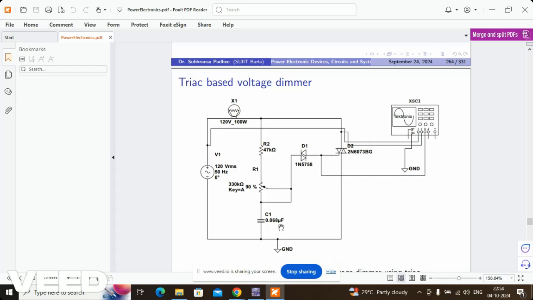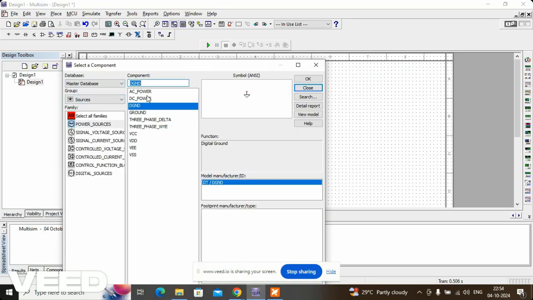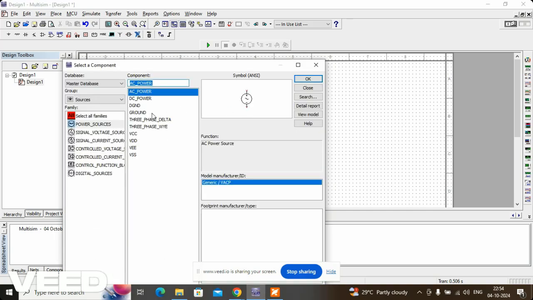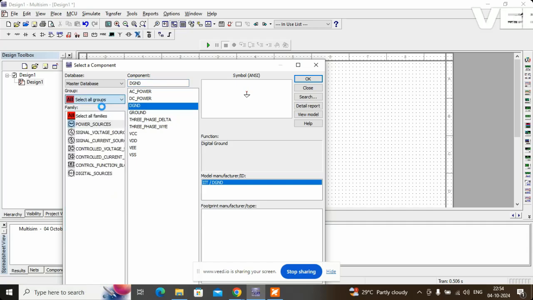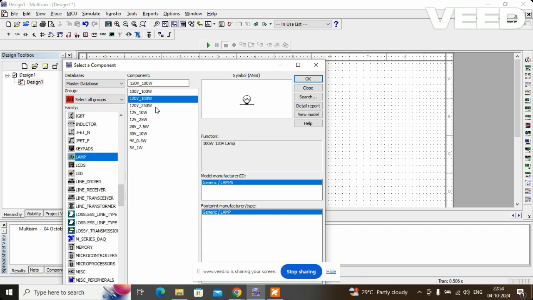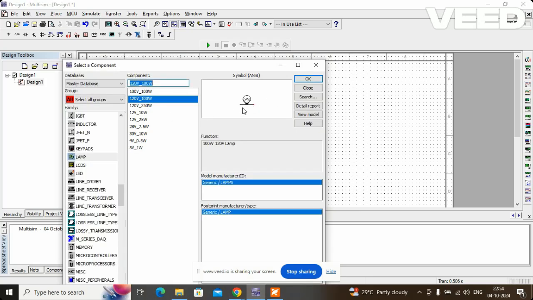So let's do this in Multisim. I'm using Multisim 11. First, let's take the AC power. Then let's take a ground. Then let's go to select all groups, and here we have a lamp, a 120 volt 100 watt lamp, which I am using as the load. Now the source is there, the load is there.